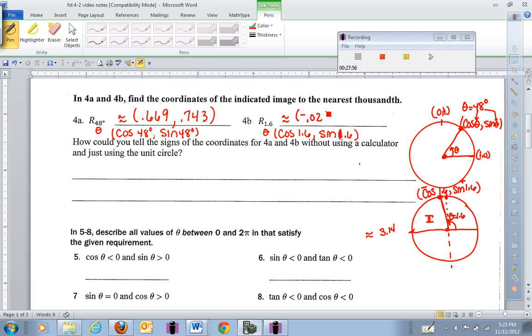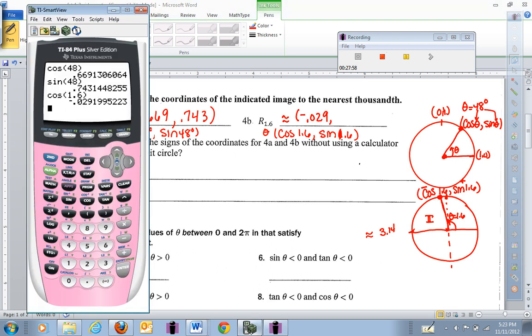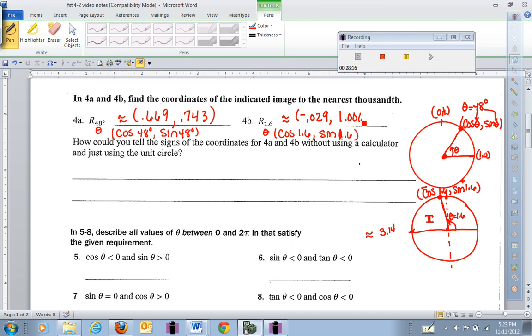Negative 0.029. Okay, if I want to know the y-coordinate, that's the sine, and that's the sine of 1.6 radians, and it would be 0.99957. So how do you want to round that to 3 decimal places? We'd have to call that 1.000, wouldn't we? So it's really, really close up here. I probably drew my picture a little off because it's really, really close to the 0,1 point, isn't it? Okay, and that's a 0, not a 6.